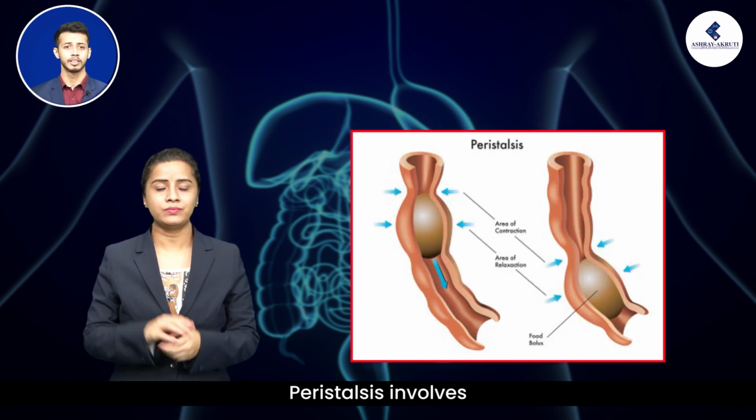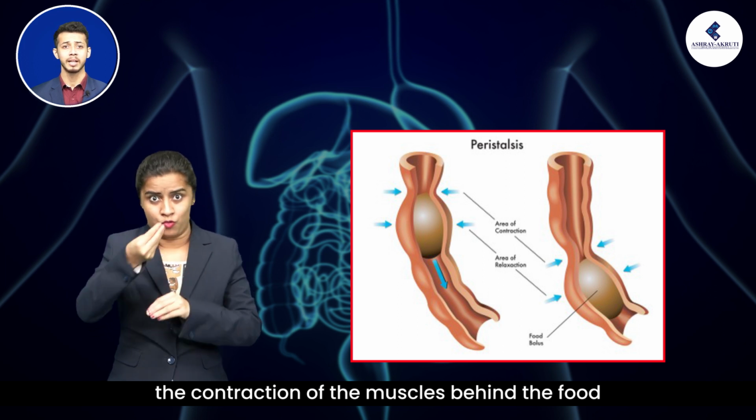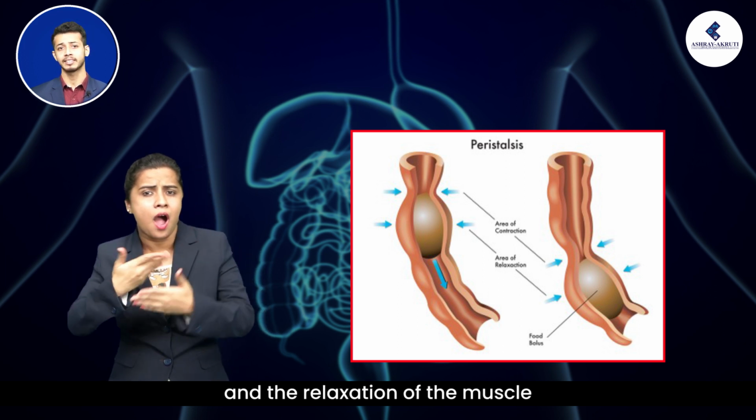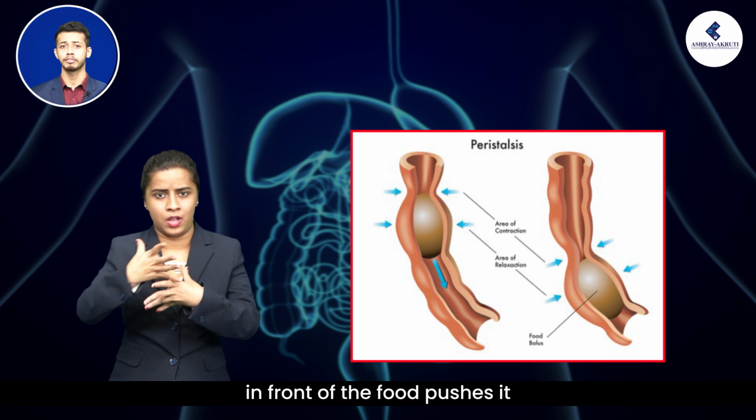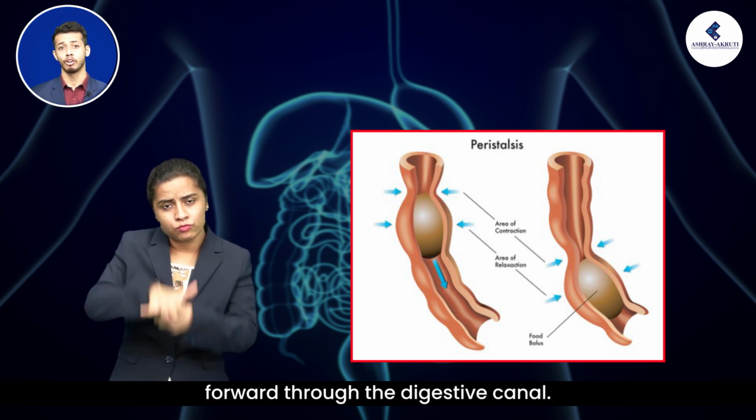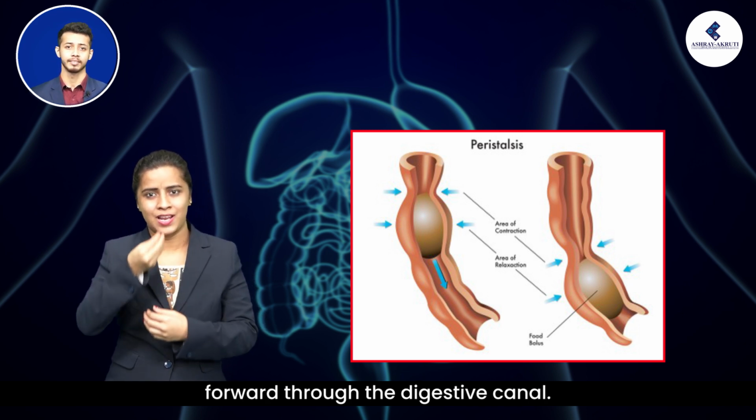Peristalsis involves the contraction of the muscles behind the food and the relaxation of the muscles in front of the food, which pushes it forward through the digestive canal.